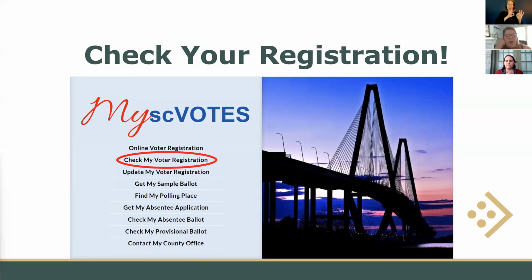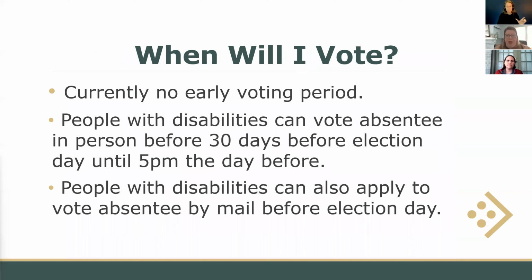So we can go to the next slide. When will I vote? Currently, there is no early voting period. We had an early voting period, quite a long one actually, 6 weeks in 2020. And that was a special dispensation that was due to COVID because we wanted to avoid the long lines. We wanted to allow people room to social distance. And the legislature thought that that was a good accommodation to have because of the pandemic.